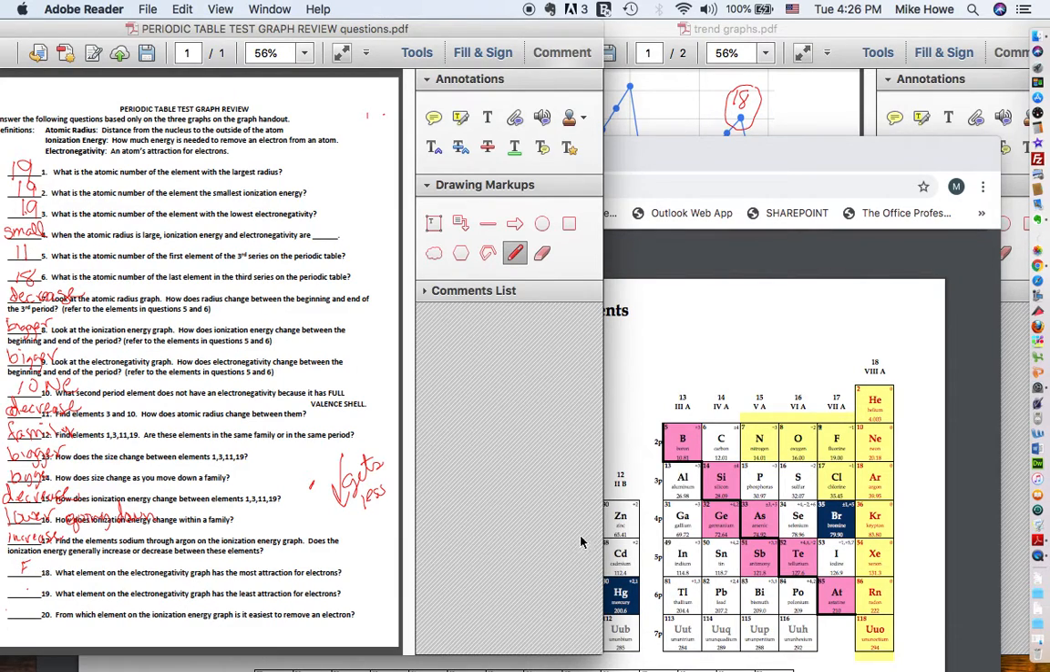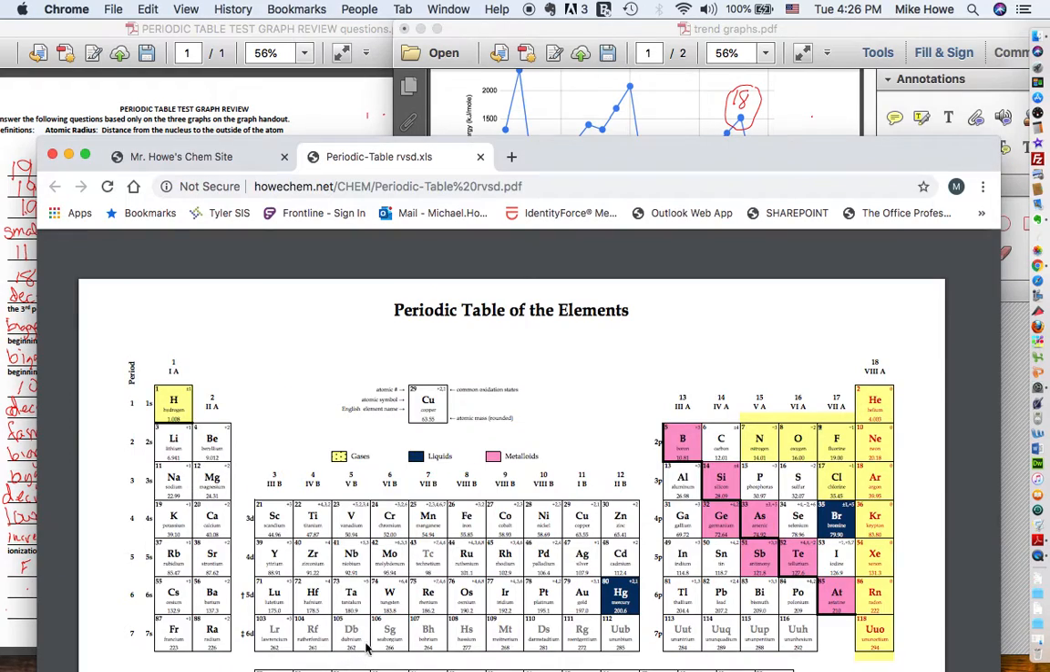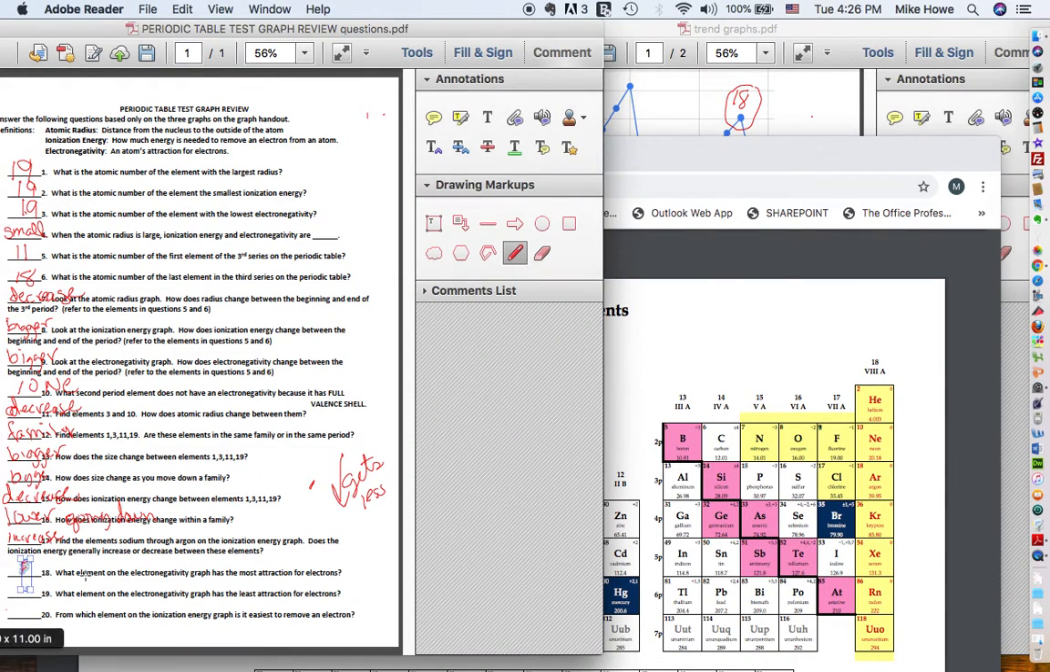Which one has the least attraction for electrons? So you go over here. The lowest attraction for electrons would be this element right here. That's element 20, so this one would be element 19. And you go back, what is element 19? It's potassium. So we'll put K in right there.